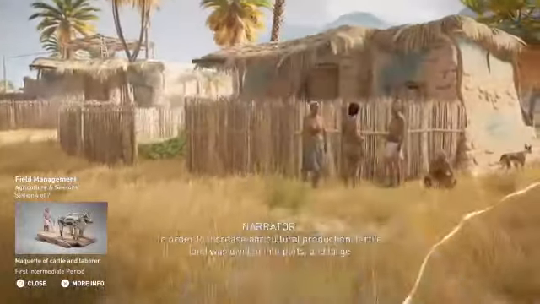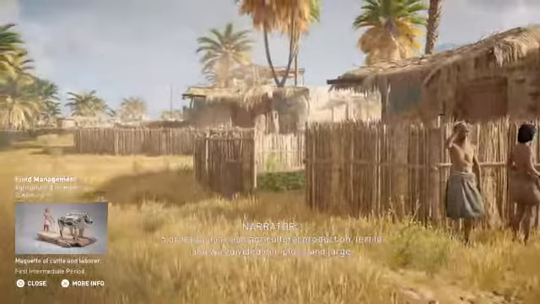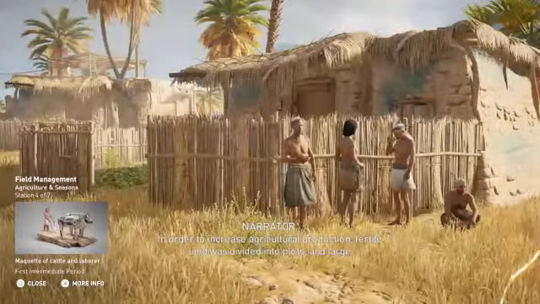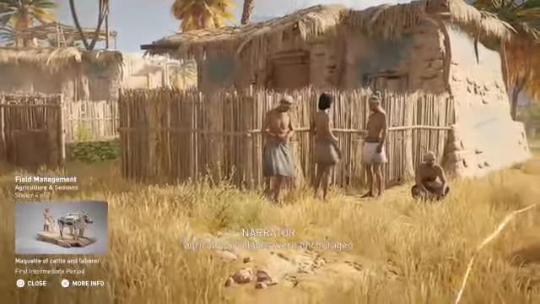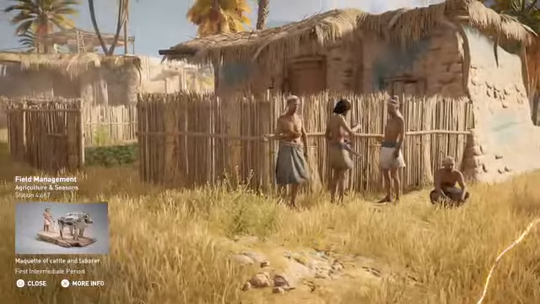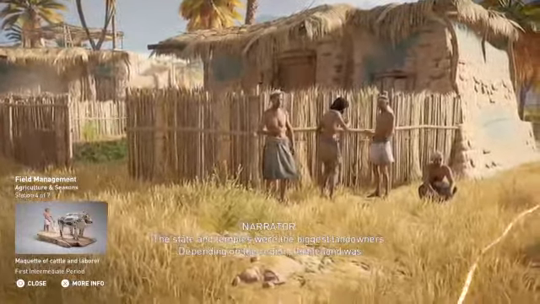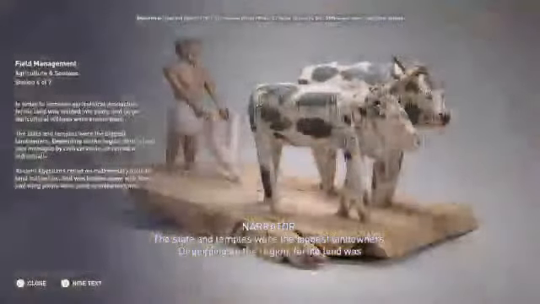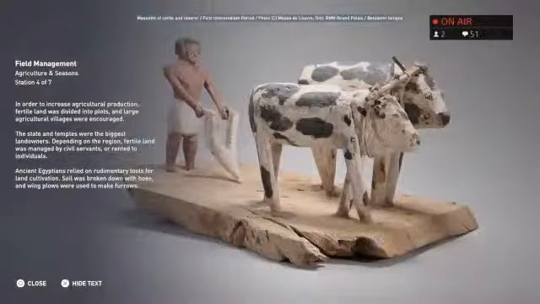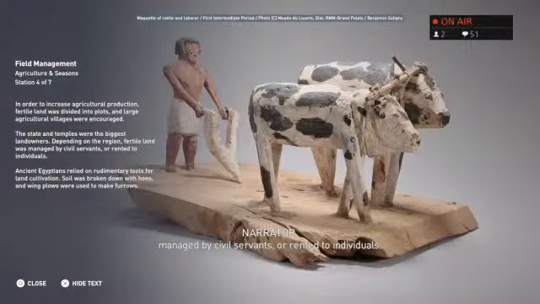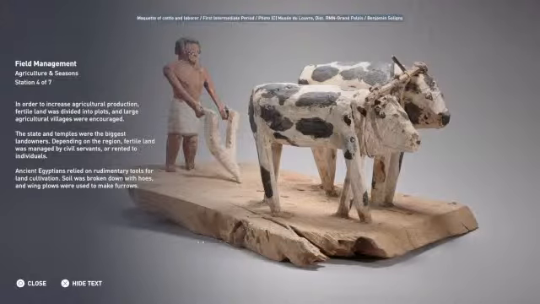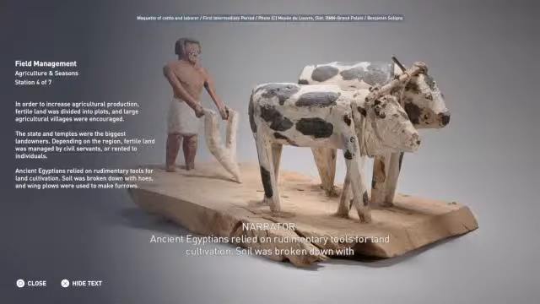In order to increase agricultural production, fertile land was divided into plots, and large agricultural villages were encouraged. The state and temples were the biggest landowners. Depending on the region, fertile land was managed by civil servants or rented to individuals. Ancient Egyptians relied on rudimentary tools for land cultivation. Soil was broken down with hoes, and wing plows were used to make furrows.